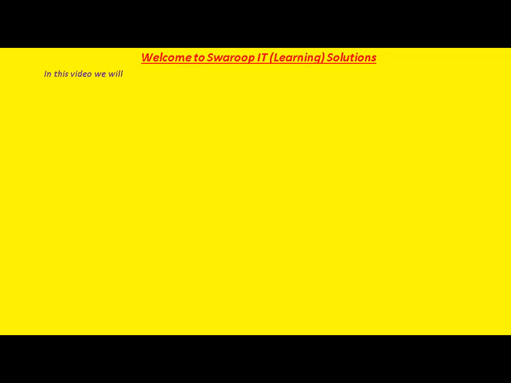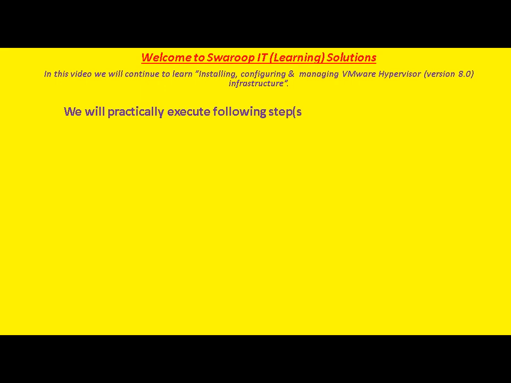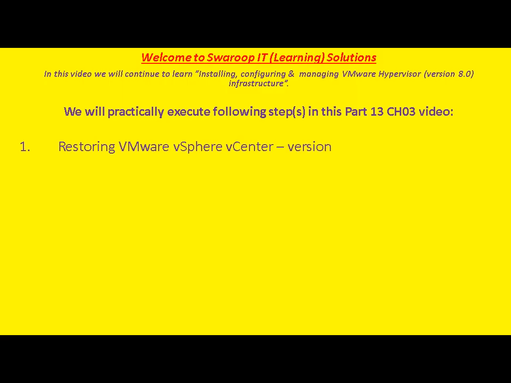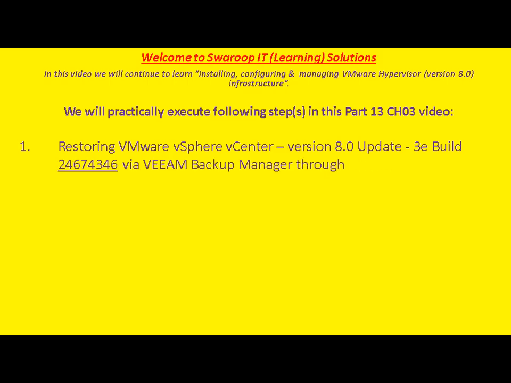We will continue in this video series to learn installing, configuring, and managing VMware Hypervisor version 8.x infrastructure. This is the next part of our backup and disaster recovery module. We will practically execute the following steps in this part 13 chapter 3 video. We will be restoring our VMware vSphere version 8.0 update 3E build 2467446 via VEEAM Backup Manager through instant recovery VM level backup. That will be our test scenario.